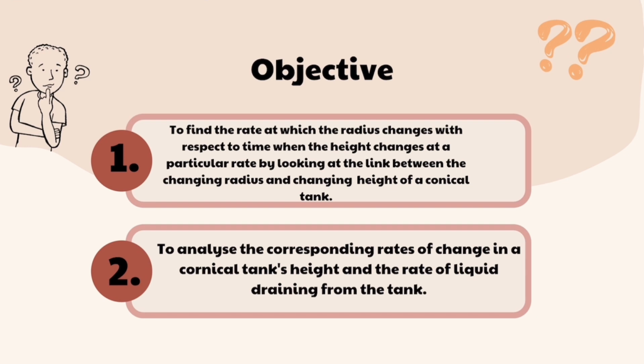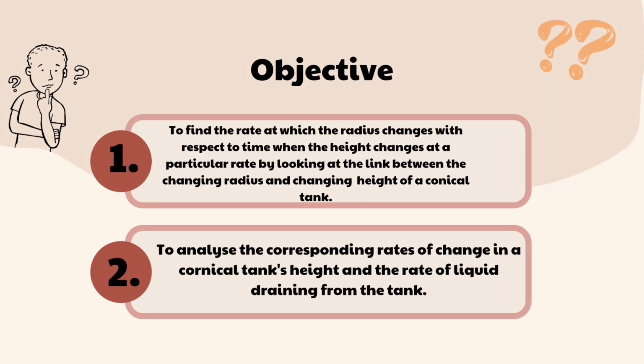So, these are the objectives. First, to find the rate at which the radius changes with respect to time when the height changes at a particular rate, by looking at the link between the changing radius and changing height of a conical tank. Second, to analyze the corresponding rates of change in a conical tank's height and the rate of liquid draining from the tank.